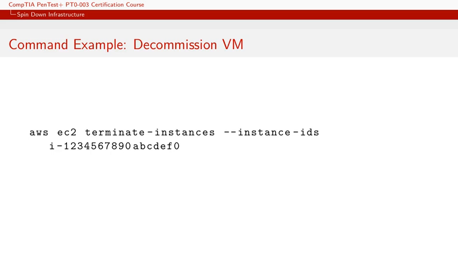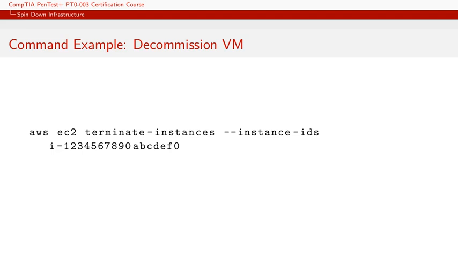On this slide, we focus on the specific command example for decommissioning virtual machines using Amazon Web Services, AWS. The command shown here is aws ec2 terminate-instances --instance-ids i-1234567890abcdef0. This command will terminate the specified Amazon EC2 instance. It's critical to properly decommission VMs to avoid incurring unnecessary costs.